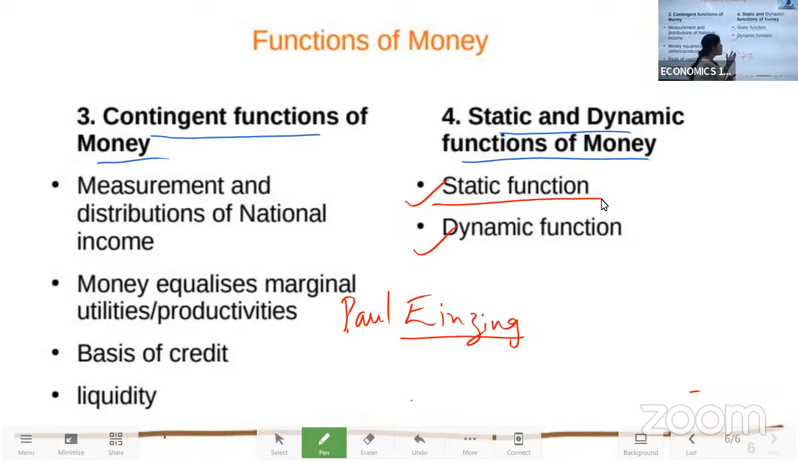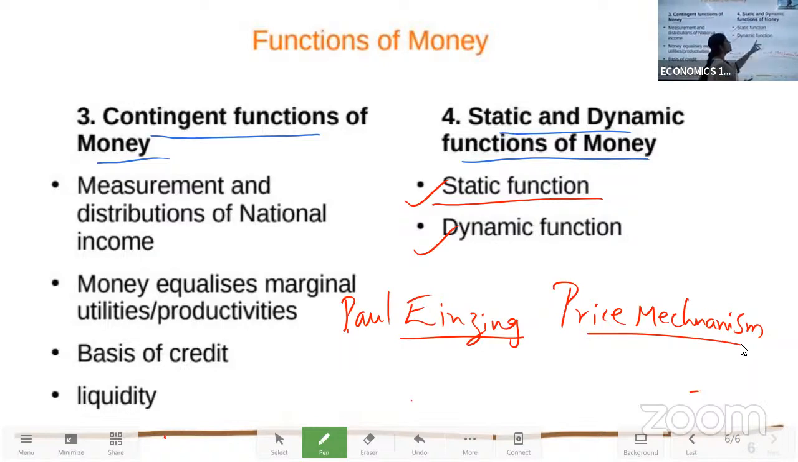Why is this static function of money useful? To know the price mechanism. In order to understand the price mechanism, the value of money, exchange of money, and deferred payment all come under the static function of money, as said by Paul Engine.